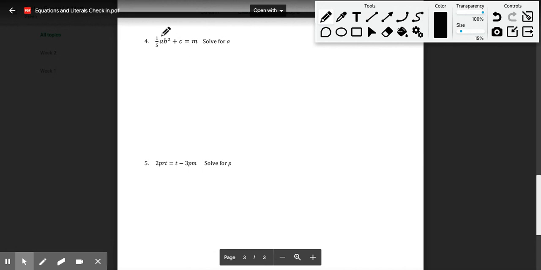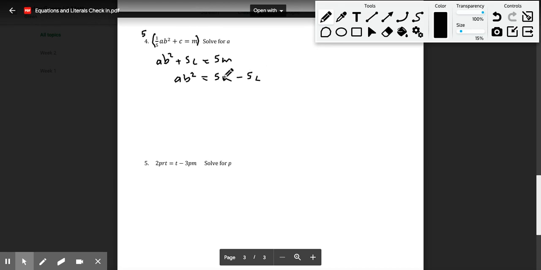Guys, remember we talked about anytime you have a fraction, you really want to destroy that the best that you can. Multiply that by 5, and if we do that, 5 gets sent to each of those terms, so 5 times a fifth just leaves me with ab squared. 5 times c is 5c, equal to 5 times m is 5m. Trying to get a by itself, so let's move this positive 5c to the other side by subtracting. So I'm left with ab squared is equal to 5m minus 5c.